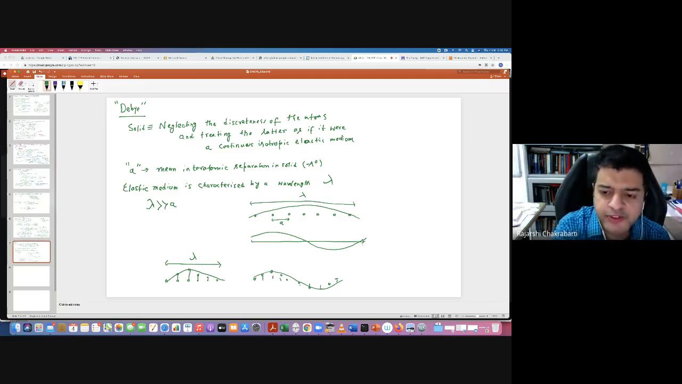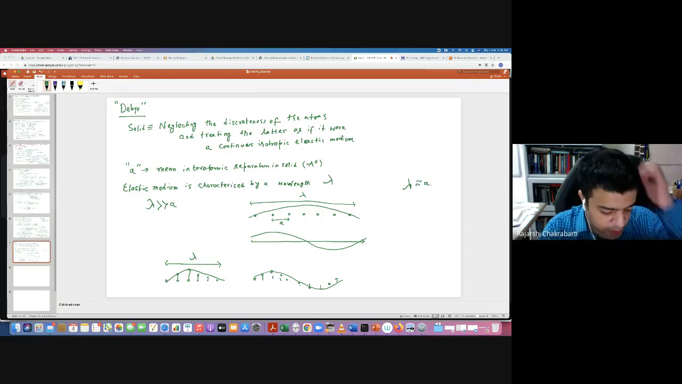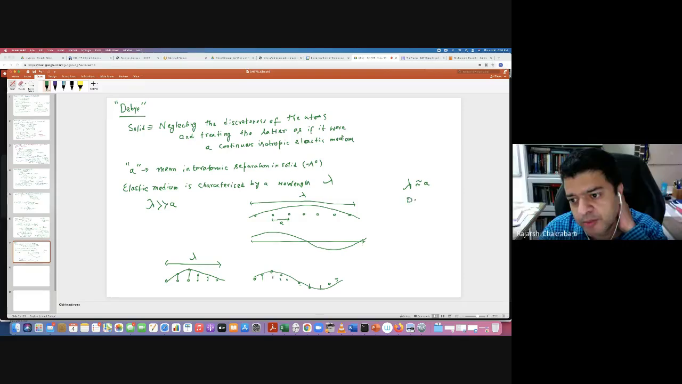But if I have a situation where your lambda is on the order of a, what will happen? So discreteness will become important, isn't it? Is this clear?